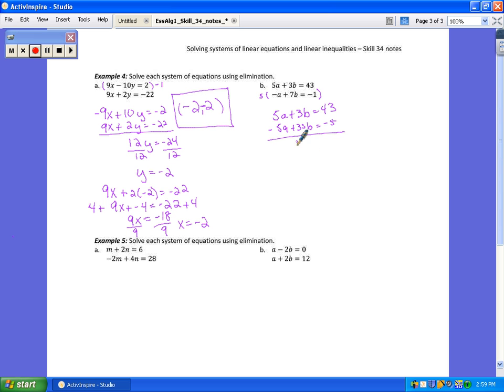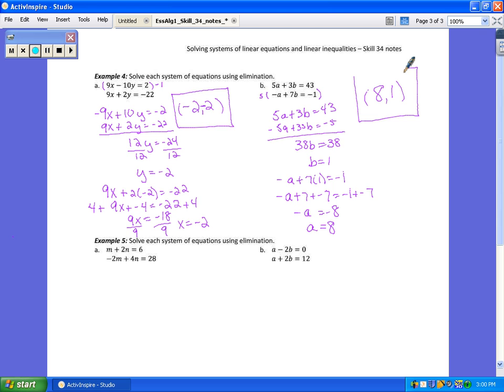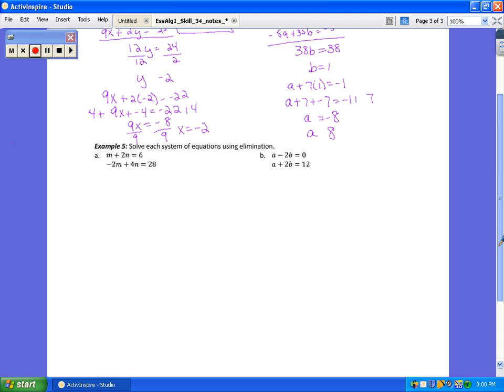So 38b equals 38, and you can see that b equals 1. So I'm going to choose the bottom equation. So negative a plus 7 times 1 equals negative 1, or negative a plus 7 plus a negative 7 equals negative 1 plus a negative 7, or negative a equals negative 8, or a equals 8. Alphabetically, a, b, 8, 1. And again, I should check.